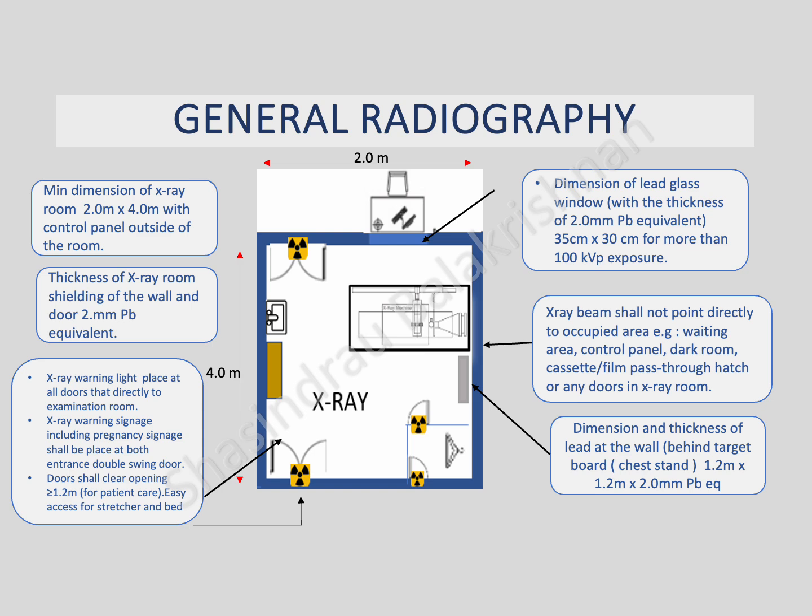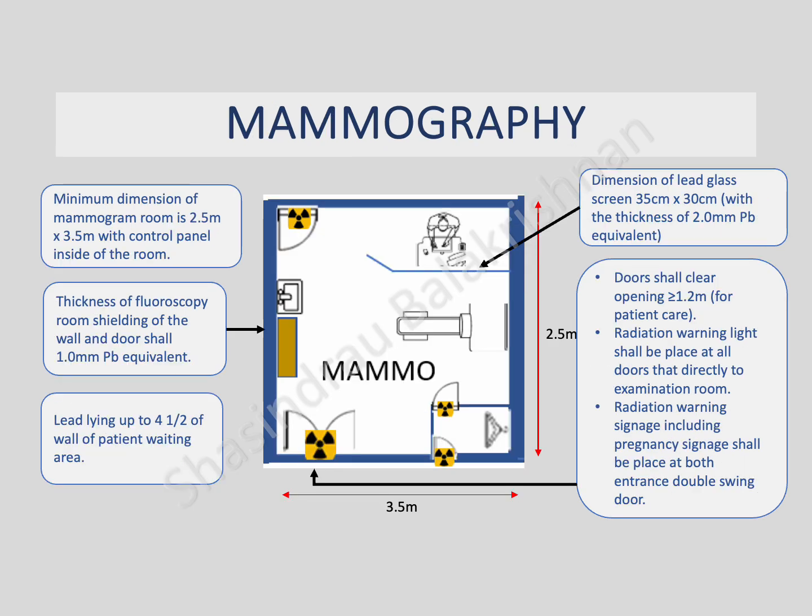Behind the target board chest stand, the wall must be shielded with lead measuring 1.2 meters by 1.2 meters with a thickness of 2.0 millimeters Pb equivalent to protect against direct radiation. The mammography room must have a minimum dimension of 2.5 meters by 3.5 meters, with a control panel located inside the room to allow immediate operation and patient interaction.